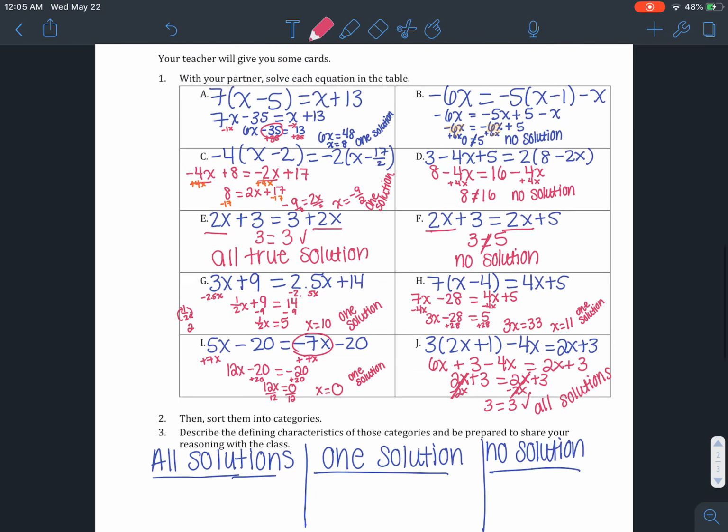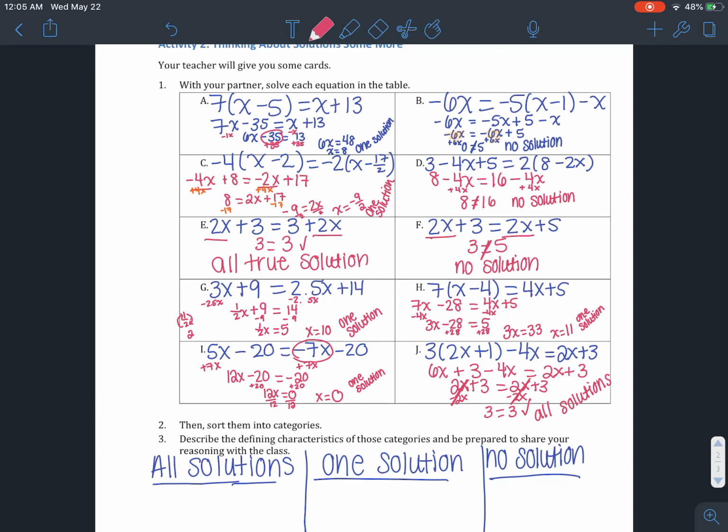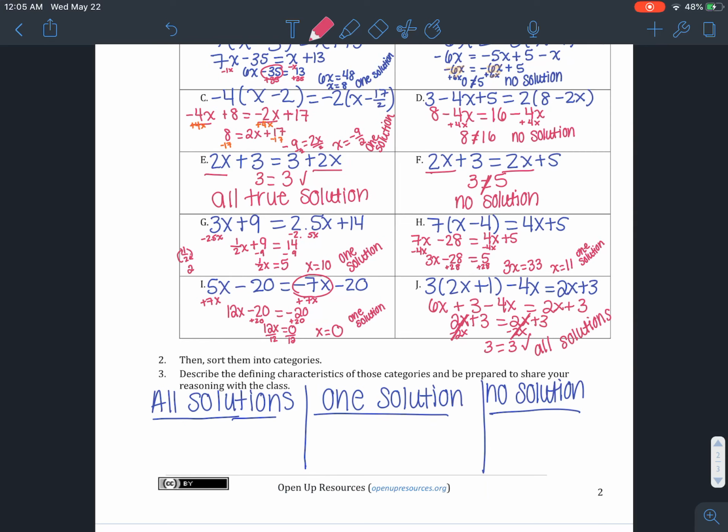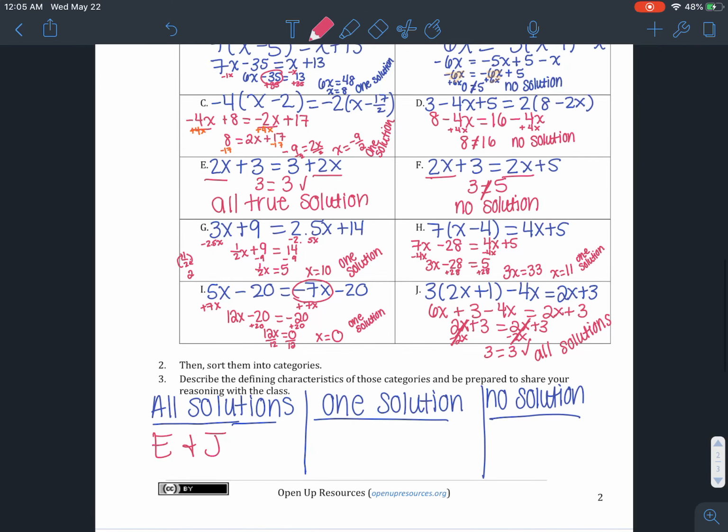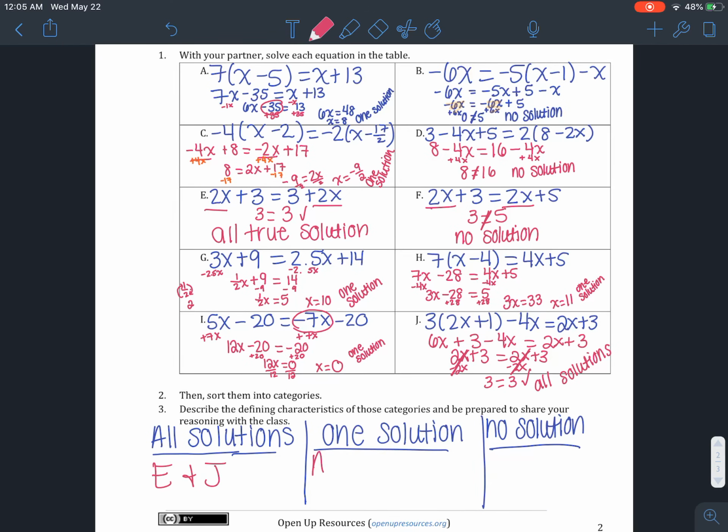Okay. So, now, you're going to sort these based upon what you have. So, for all solutions, we have E and J. That's all we got. Okay, for 1 solutions, we have a lot of these. So, we've got A, C, G, H, I. And then no solutions, we have B, D, F.